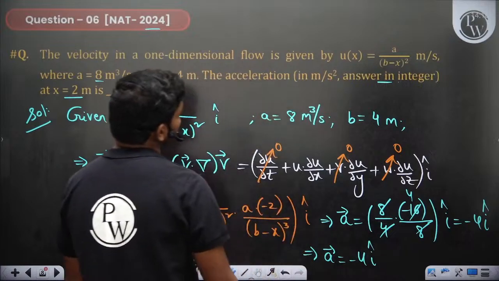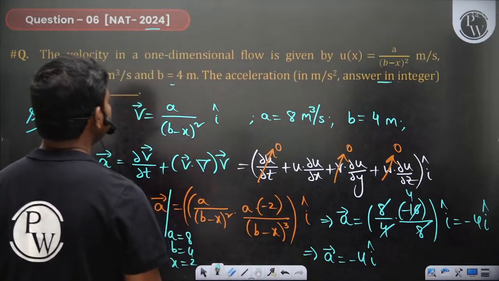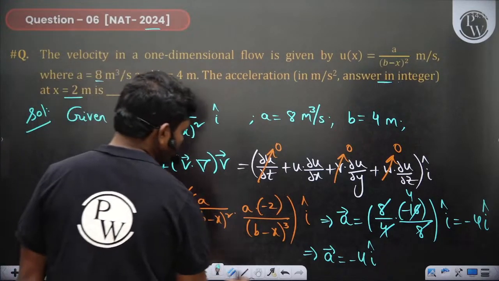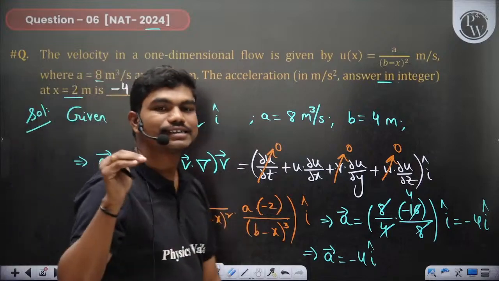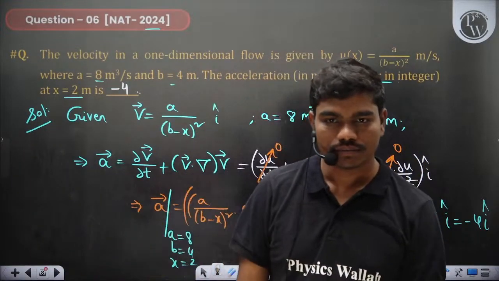So what do you want? The acceleration in meters per second square. Answer in integer, of course. Okay. So anyway, they maybe just want the value. So this is minus 4. That's all. It means the fluid is practically retarding. It could be like a diverging nozzle in the subsonic flow limit. Okay.